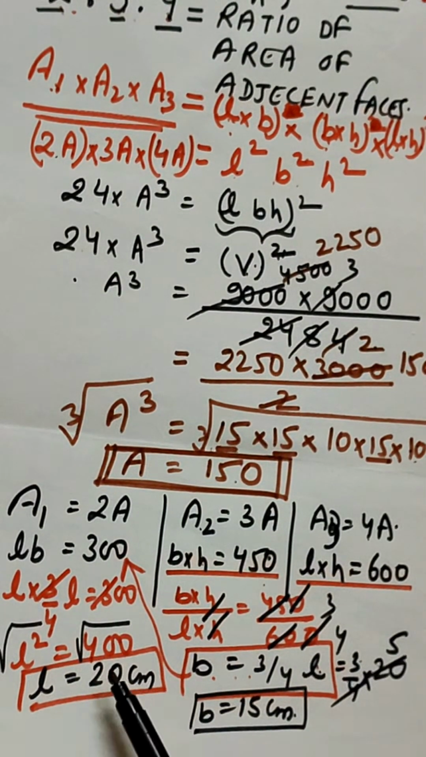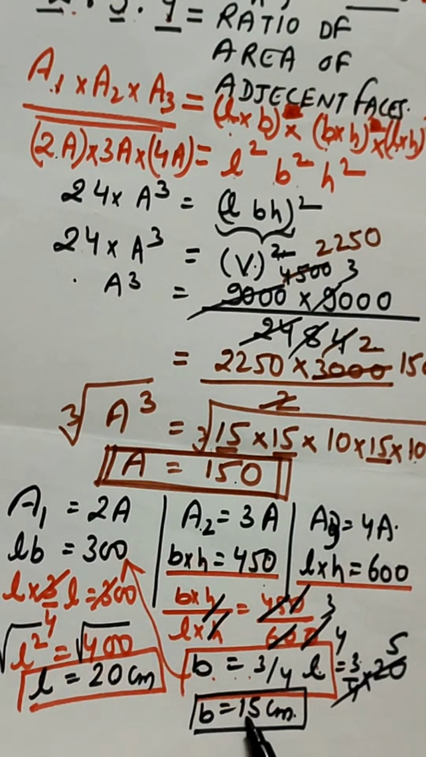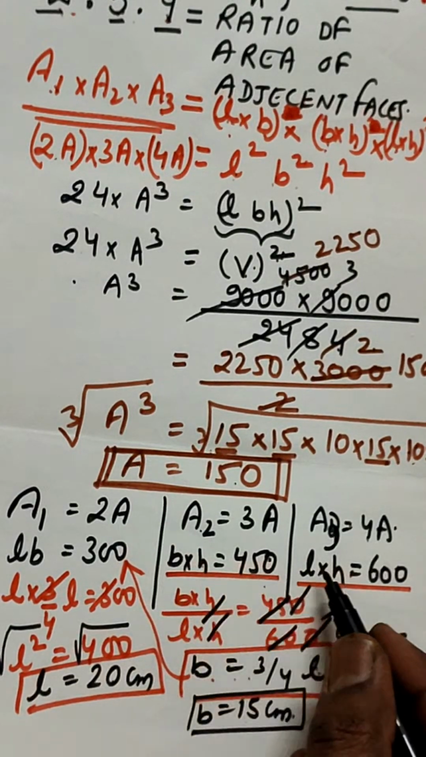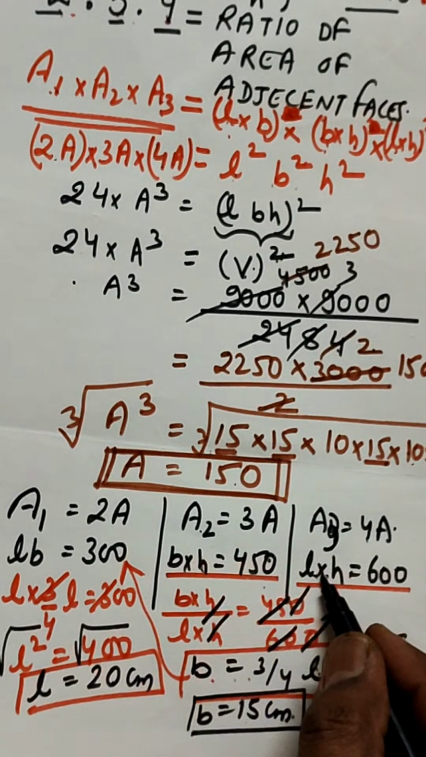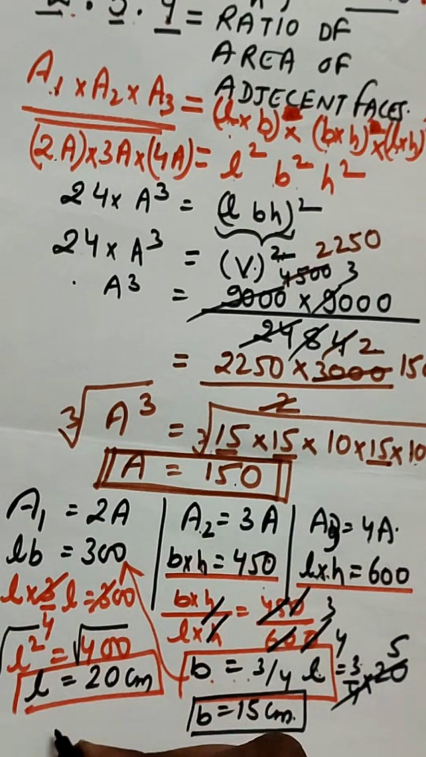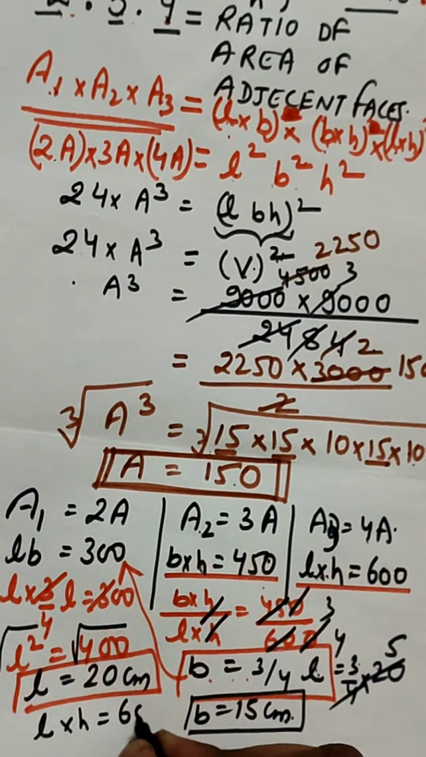So you can see, if we have calculated two edges, 20 centimeter and 15 centimeter, which is the smallest? The smallest is 15, right? But still the third edge is not calculated. So the value of H. From any of these equations, you can calculate the value of H. So H is equal to, let's say take this one, L into H is 600.